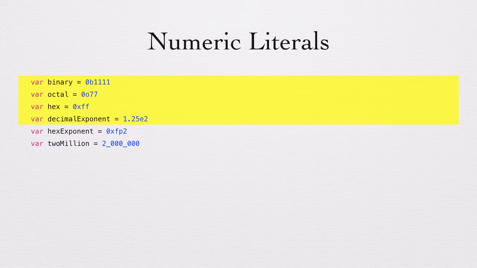This slide shows the various ways a numeric literal can be declared, assigning values using different numbering systems. Note that the value assigned to the variable called hex exponent is 15 multiplied by 2 raised to 2, that is 60. The literal 2,000,000 uses underscore character to make the constant easily readable.